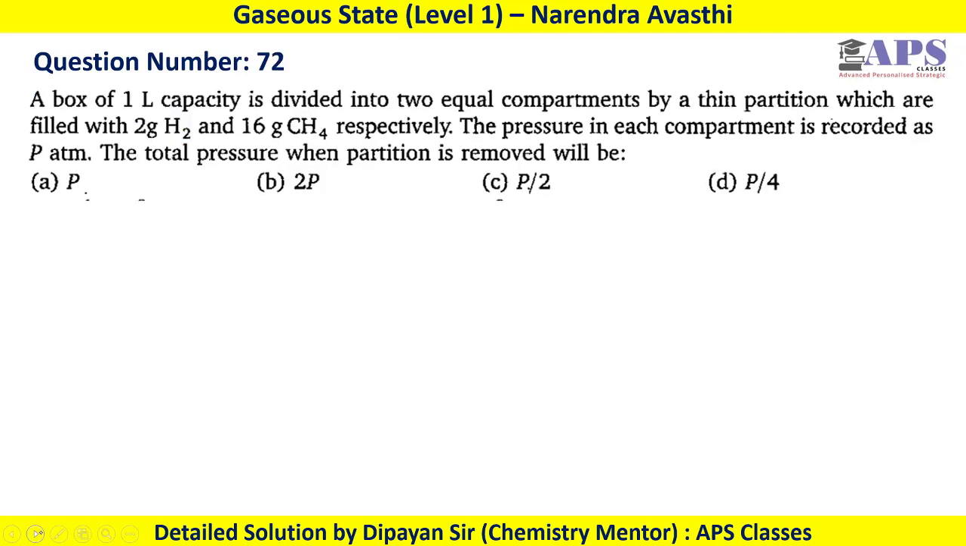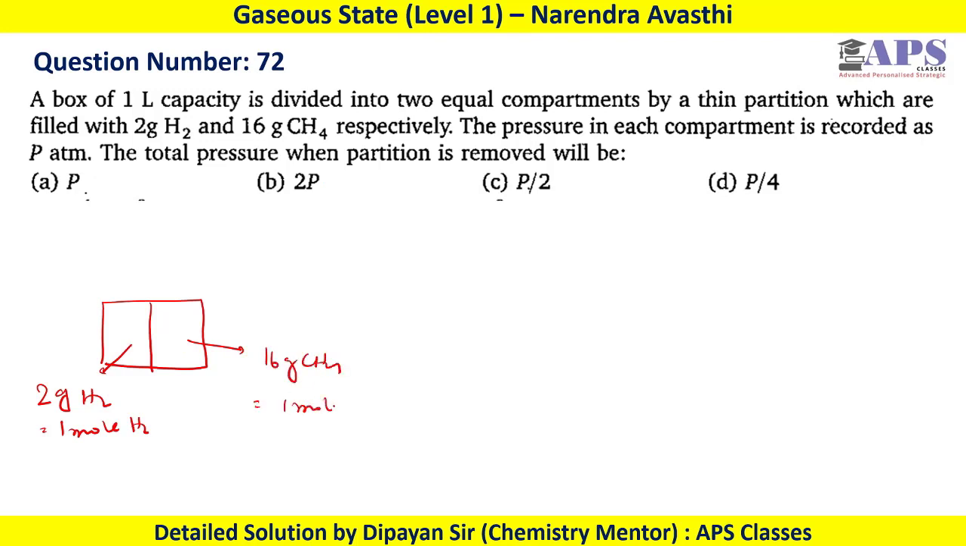In question number 72, a box 1 liter capacity is divided into two equal parts. Okay, so we have one box of 1 liter, so we have divided into two equal parts by a thin portion which are filled by 2 gram of hydrogen gas. So 2 gram of hydrogen gas equal to 1 mole of hydrogen gas. Okay, and 16 gram of methane. So 16 gram of methane, again it is 1 mole of methane. Okay, the pressure of the each compartment is recorded as P ATM.